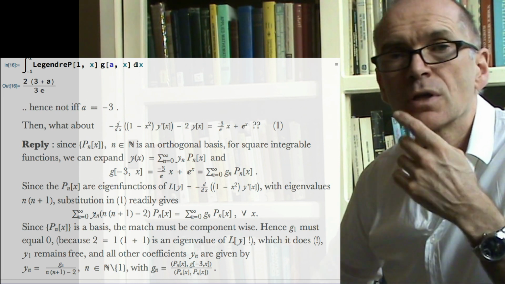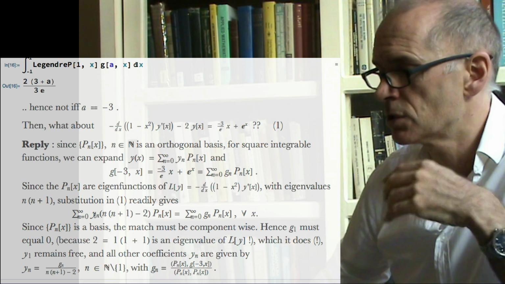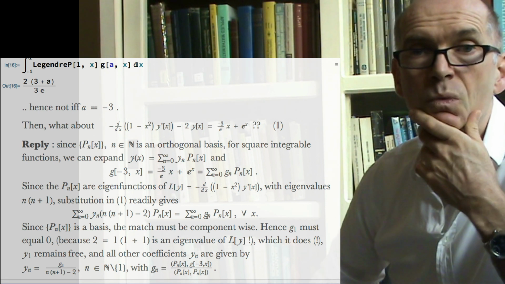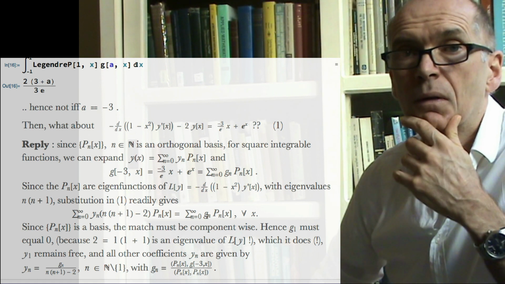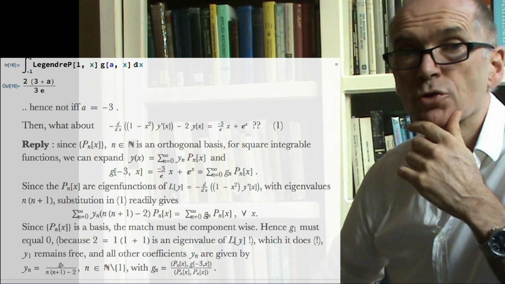But that means in the left-hand side series, the coefficient of the p1 is 0, and that means in the right-hand side it must also be 0, for the problem to be consistent. And it was.